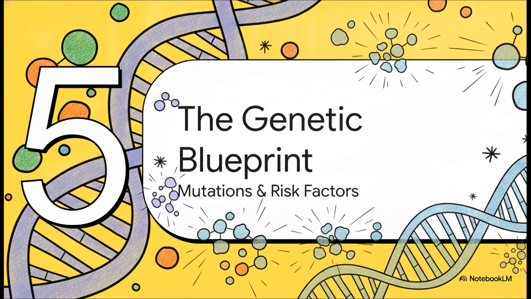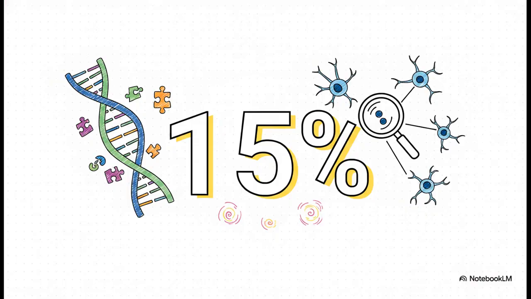Finally, Section 5, the genetic blueprint. For our last zoom in, let's look at the very foundation of human biology, the genetic mutations that make someone susceptible to this whole cascade. Now, while the vast majority of Parkinson's cases are considered sporadic, meaning they just happen without a clear family history, get this: up to 15% of cases are actually linked to specific genetic mutations. And studying that 15%, it gives us incredible clues about the fundamental mechanics of the disease for absolutely everybody.